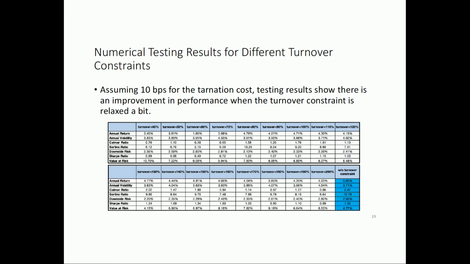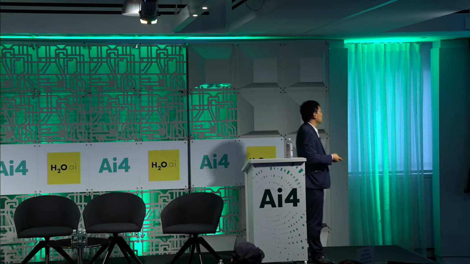That's a potential reason. The best result I got is when I don't have a constraint for turnover. I think the reason may be that I have a very low transaction cost. If I increase the transaction cost from 10 to 20 or 50, the results would be very different.